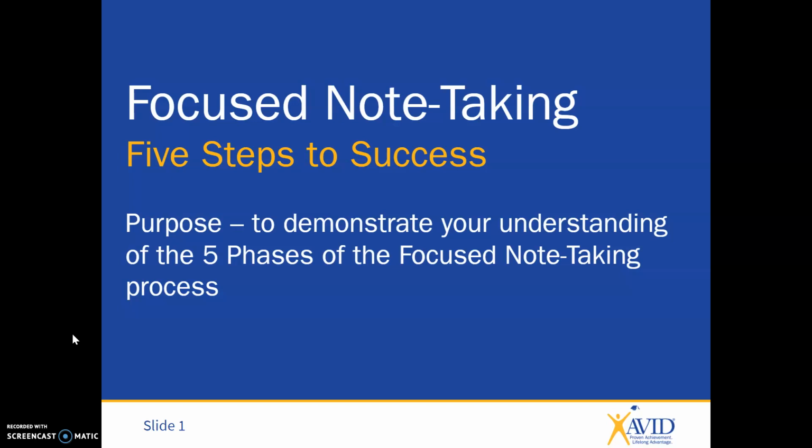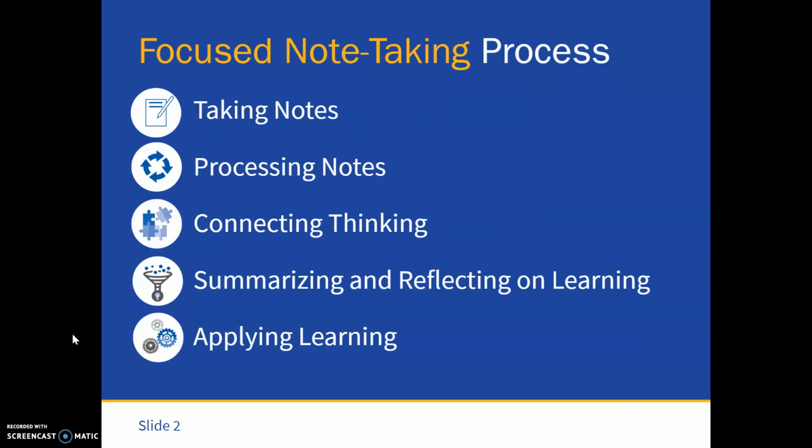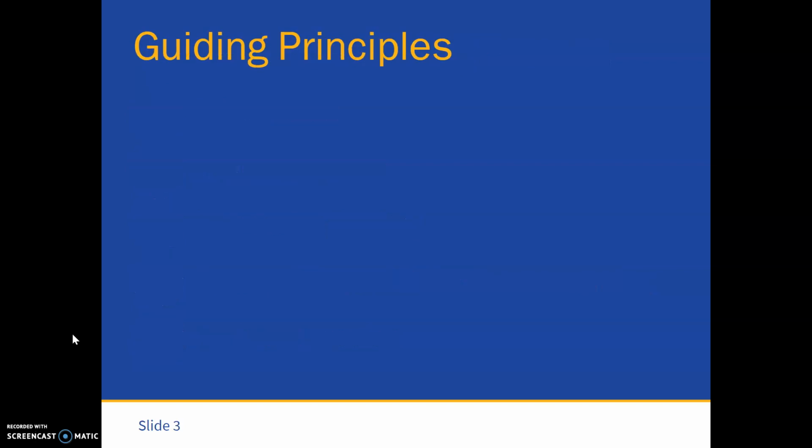So the purpose of this whole little video here is to demonstrate your understanding of the 5 phases of the focused note taking process. So here are your 5 steps, and you all will have a copy of this sheet. So the first step is obviously taking the notes. Second step is processing. Third step is connecting your thinking. Fourth is summarizing and reflecting on your learning. And then finally, the fifth step, the final step, is applying the learning.